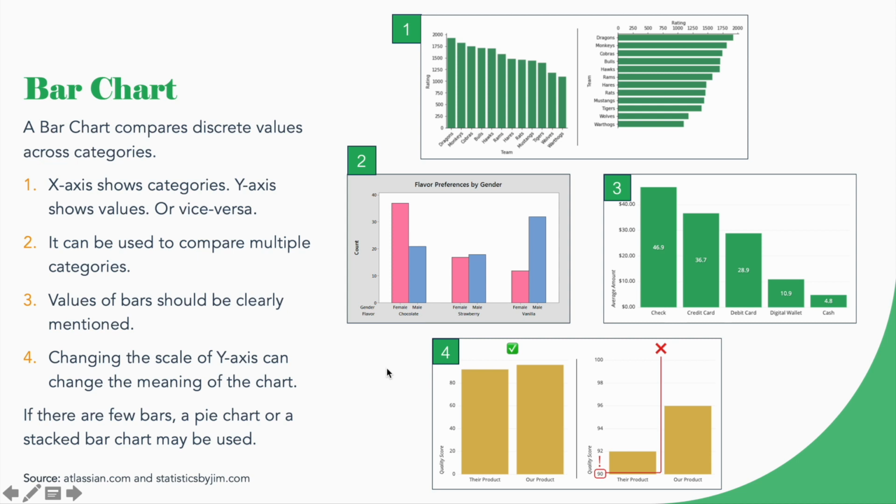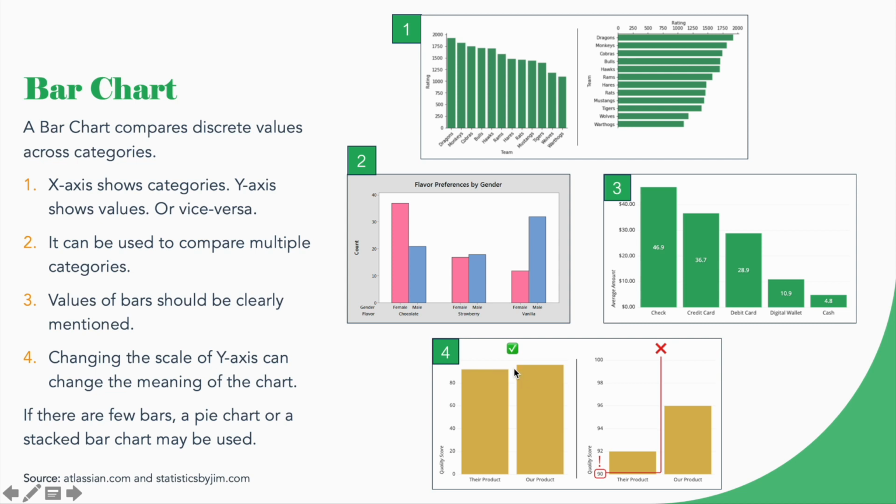And again, as with line charts, changing the y-axis can change the interpretation entirely. So if you see in this first one, our product versus their product, the quality score for their product is about 85 and for our product is about, I don't know, for their product is like about 92, I think, and for our product is about 95.